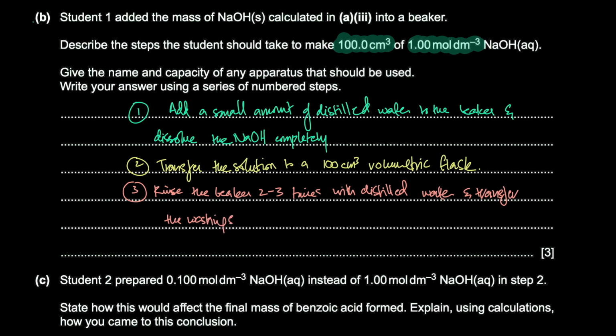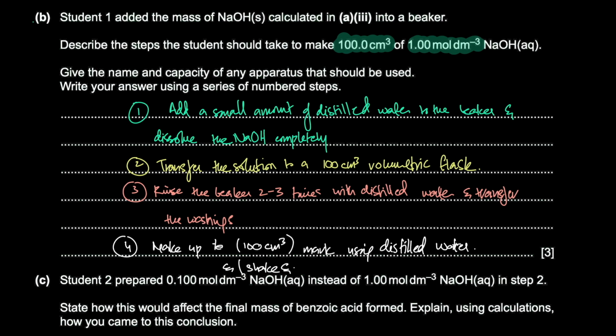And then lastly, we're going to make up to the mark, the 100 cm cube mark, in the volumetric flask using distilled water. They don't usually ask for this, but at the end we always shake and invert the volumetric flask to mix the contents.